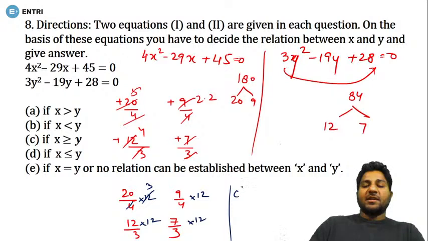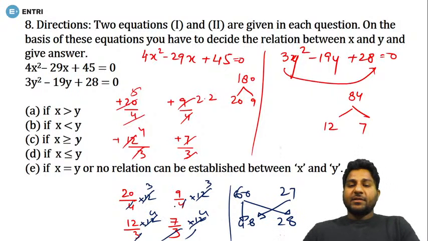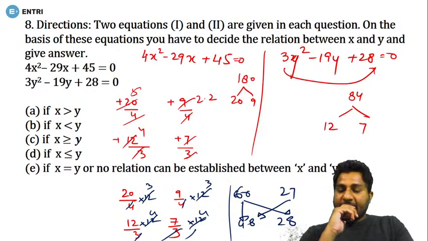That means 60, okay, 27, 48 and 28. So look at this, x is greater, x is greater, x is smaller. So how are you going to say that you have answers?